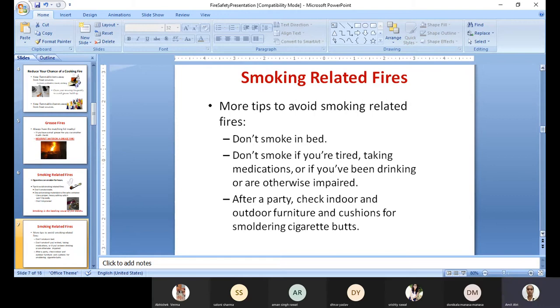Another thing is a party, a very common occasion for smoking. Party is there, gathering is there, people are there to enjoy, and all of them will smoke. So always check after a party is over that these cigarette butts which are disposed of, are they smoldering? Or are they near any furniture or cushions or any clothing items there in the hall? If it is there, then try to remove it.